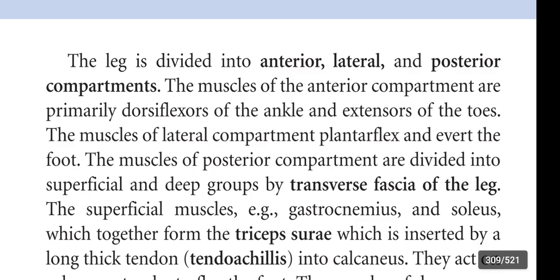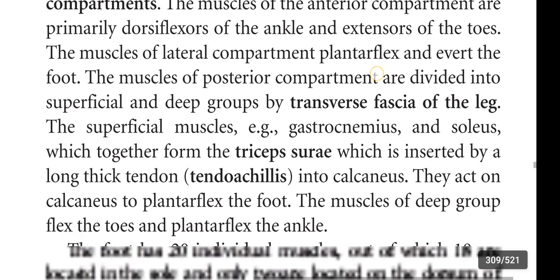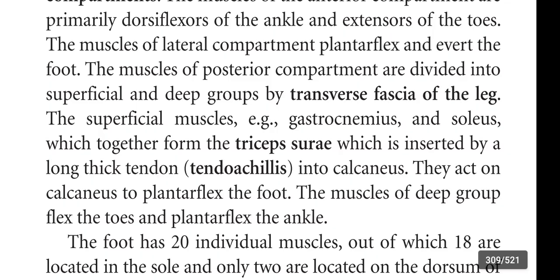The superficial muscles are gastrocnemius and soleus, which together form the triceps surae, which is inserted by a long thick tendon, Achilles, into the calcaneus. They act on the calcaneus to plantar flex the foot. The muscles of the deep group flex the toes and plantar flex the ankle.